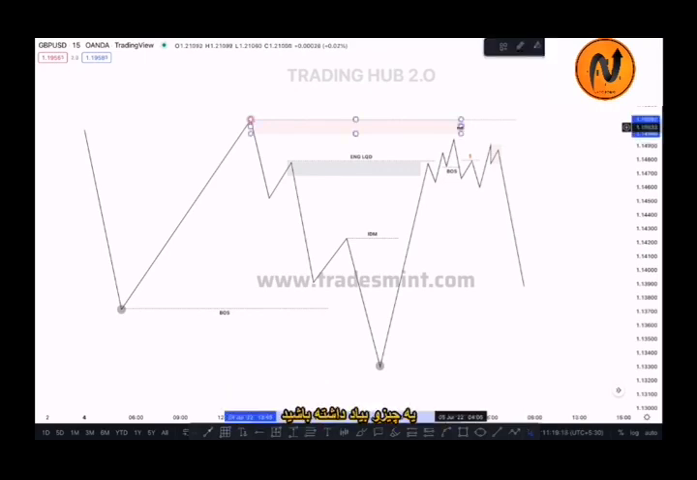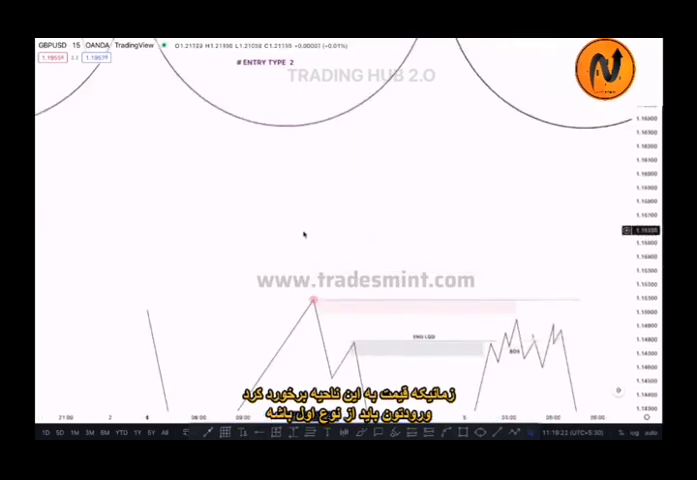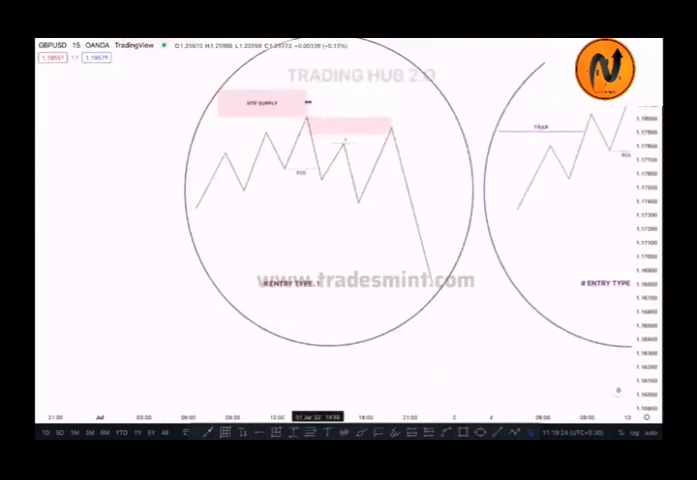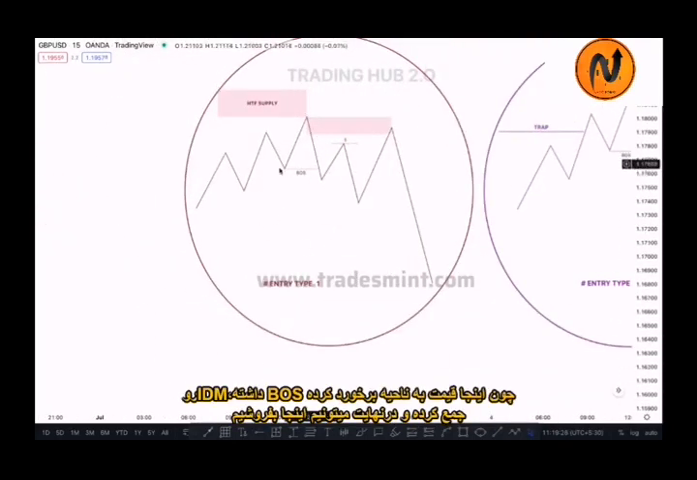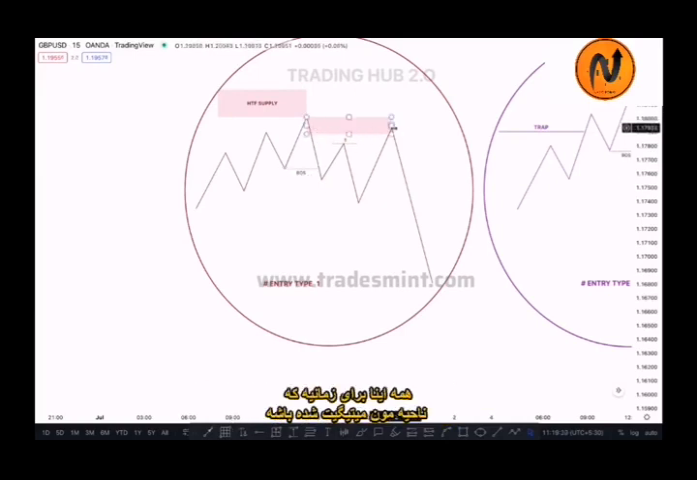Remember one thing: when the market mitigates this zone, then you have to apply entry type 1, because in this case the market mitigated, broke the structure, took out the inducement, and we can sell directly here. This is when the market mitigates the supply or demand zone, correct?